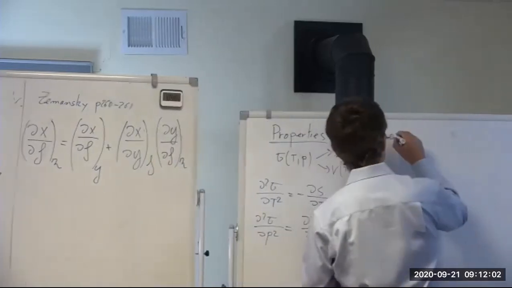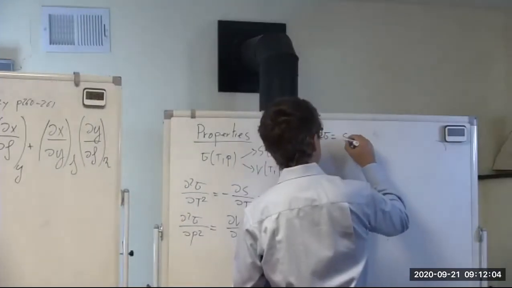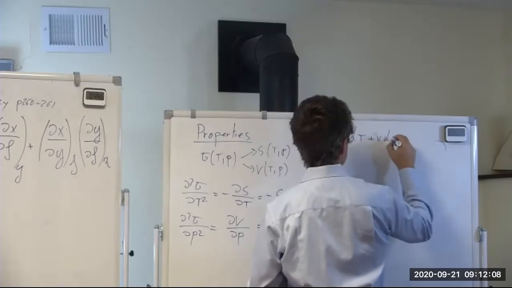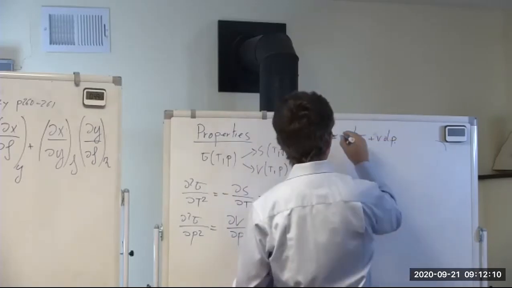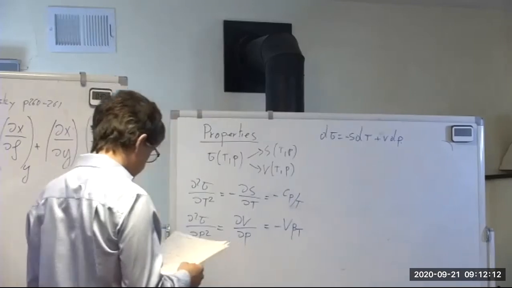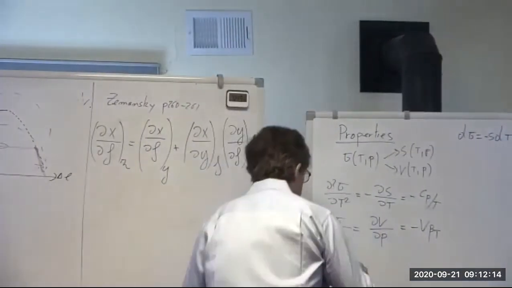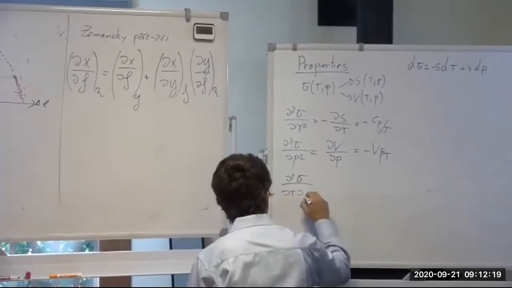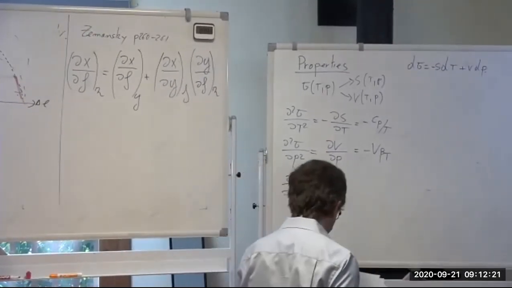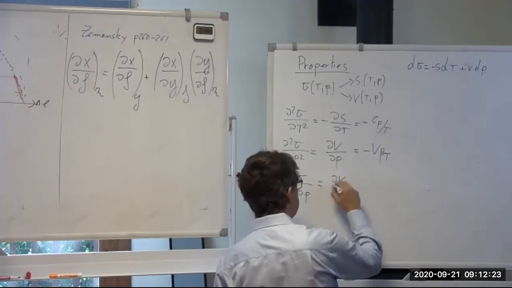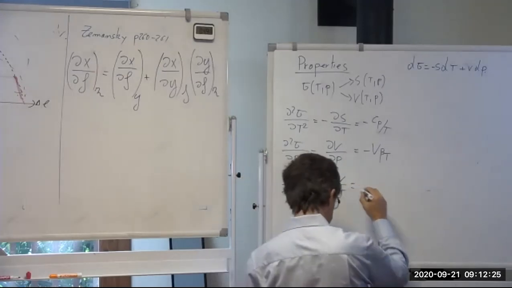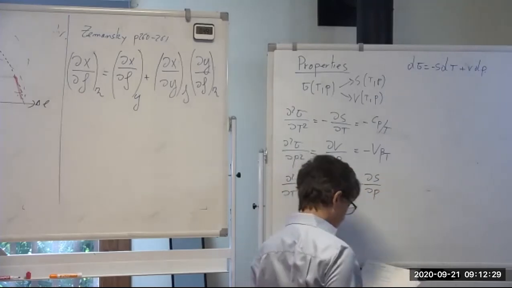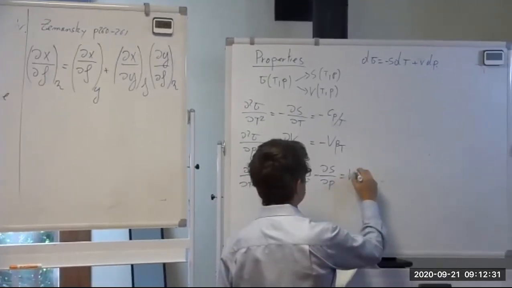Then d²G/dT dP, so the cross derivative. This is dV/dT, but it's also equal to minus dS/dP, and so that's the thermal expansion. That's V times α_V.